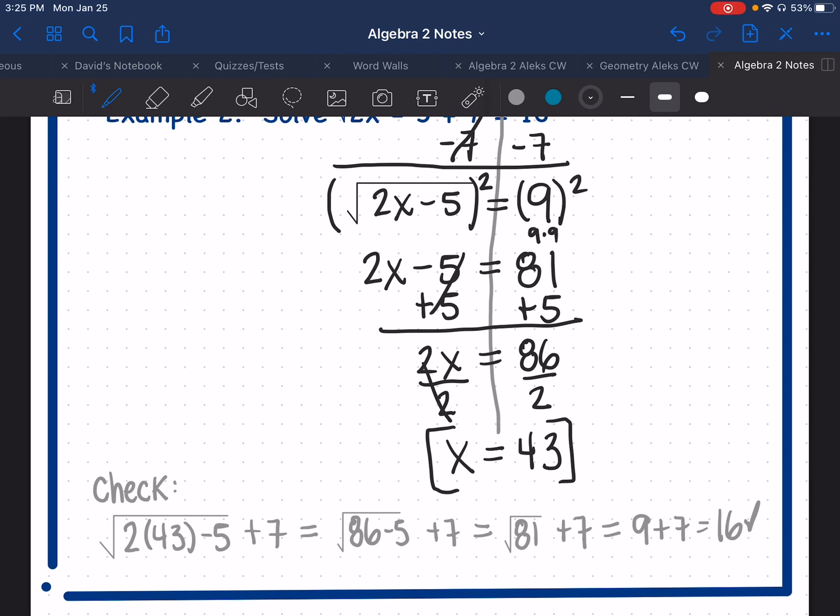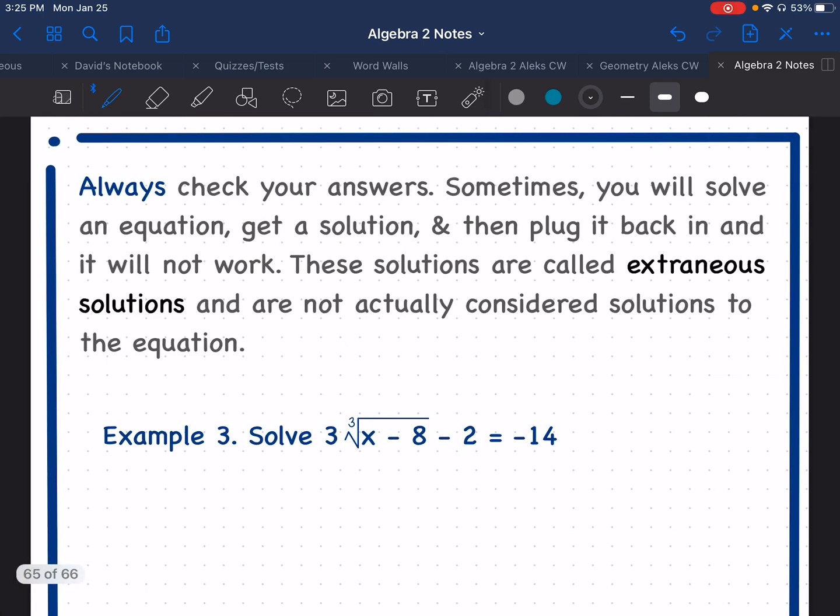Now, you might be thinking, why did you do that, Miss? Why did you go back and check it? Well, that's because you need to always check your answers when you are solving a radical equation, when you are solving a square root, because sometimes you will solve an equation, get a solution, and when you plug it back in, it's not going to work. So I could have gotten an answer there that was not equal to 16.